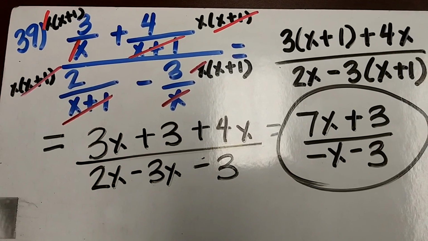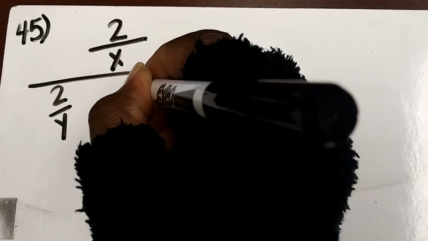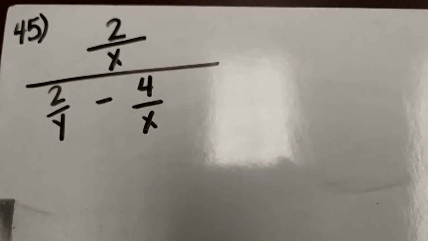Let's go to the next page. Look at number 45. We're still looking at the same directions. 45, you have 2 over x divided by 2 over y minus 4 over x. And I spaced it out a little bit this time.